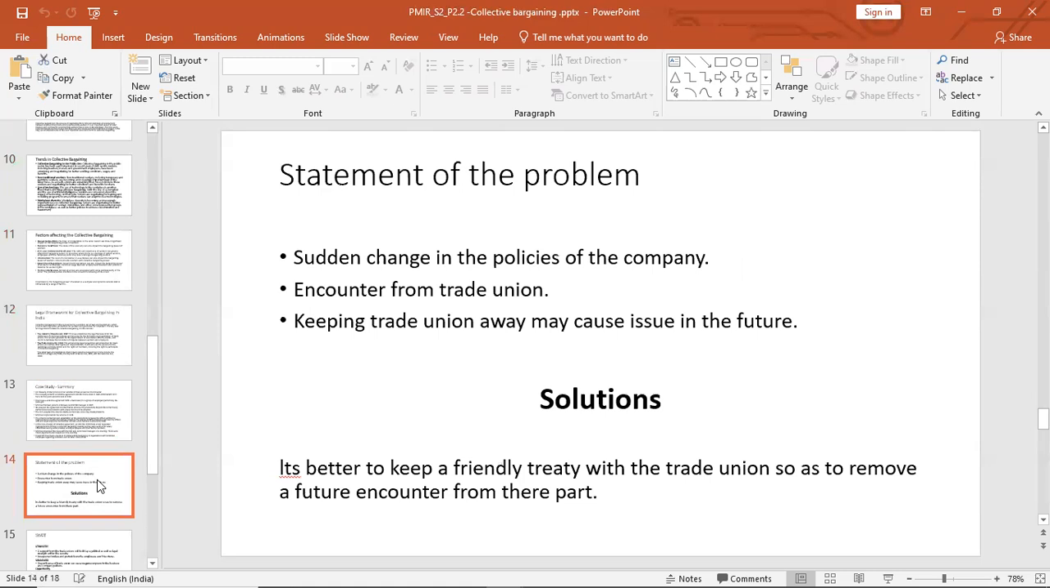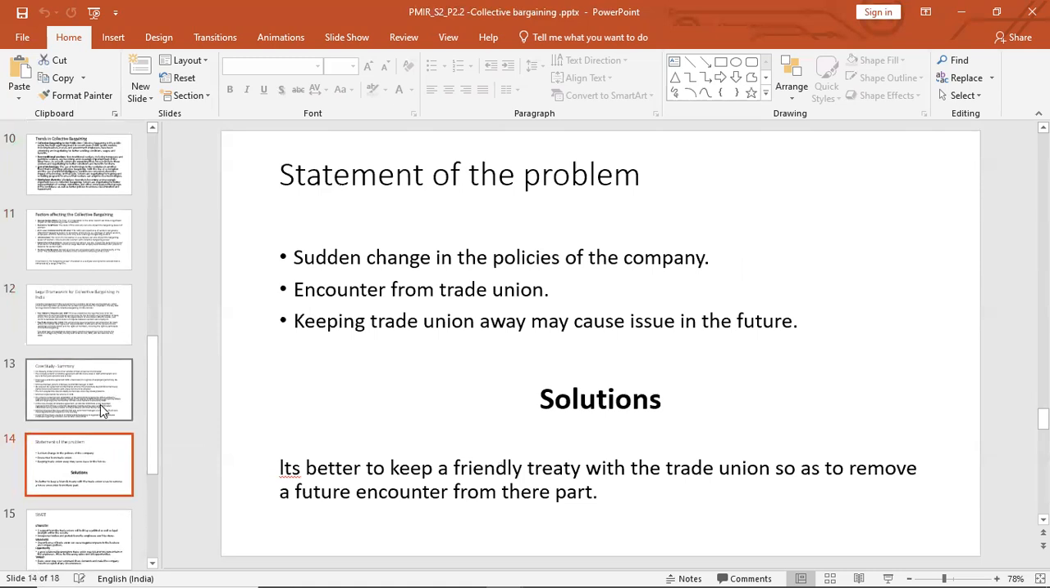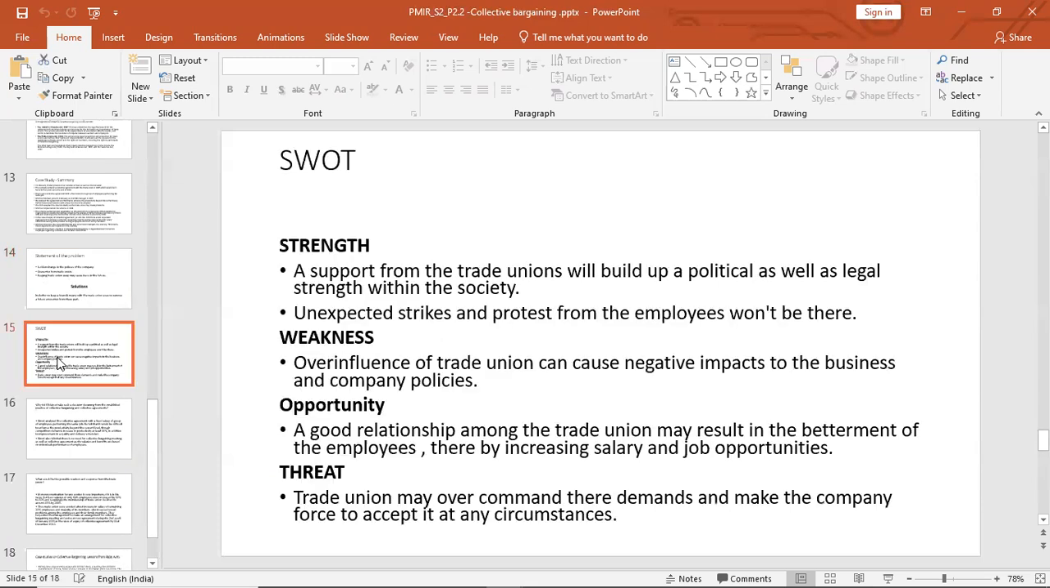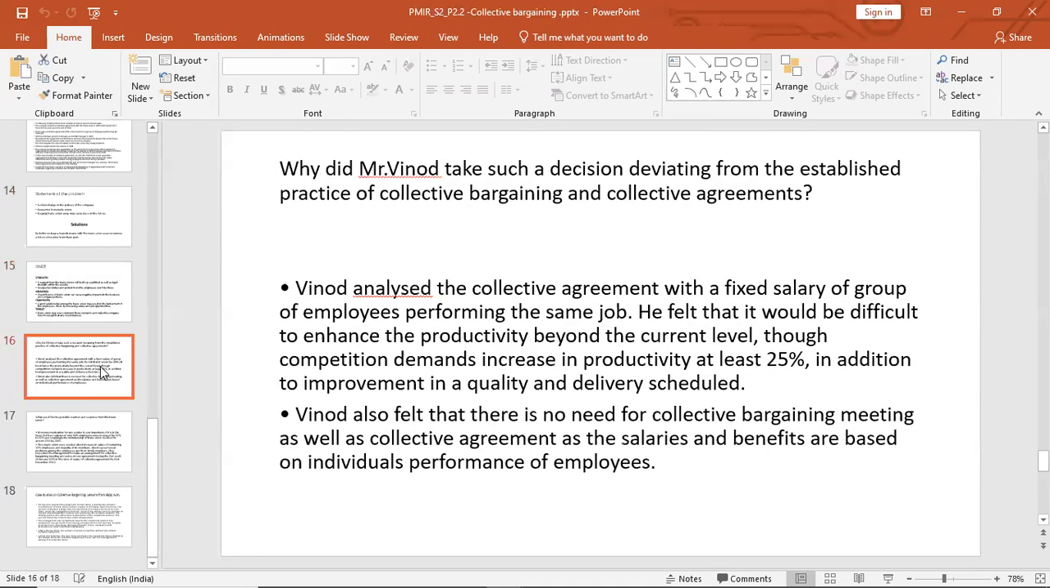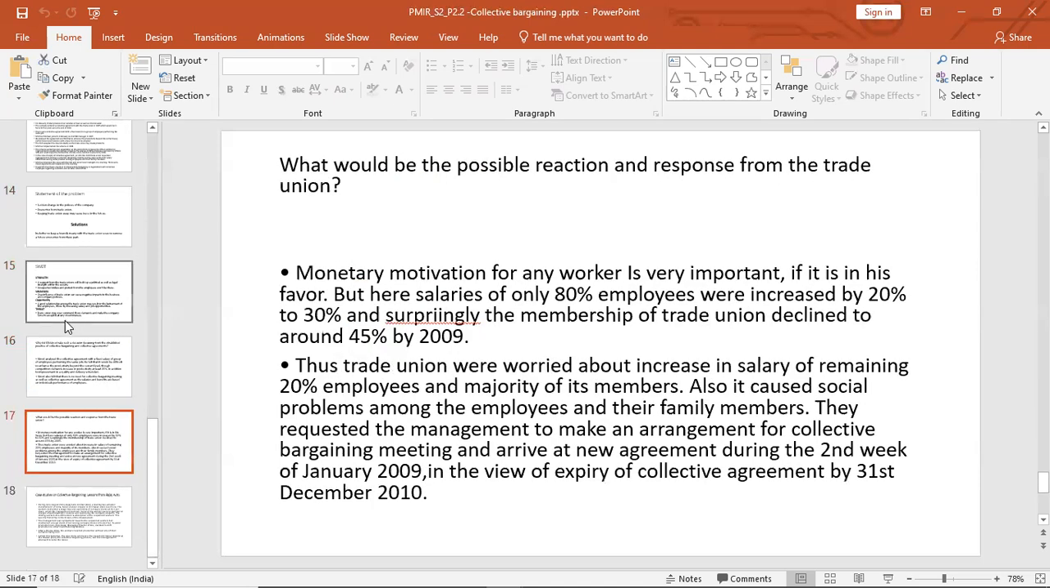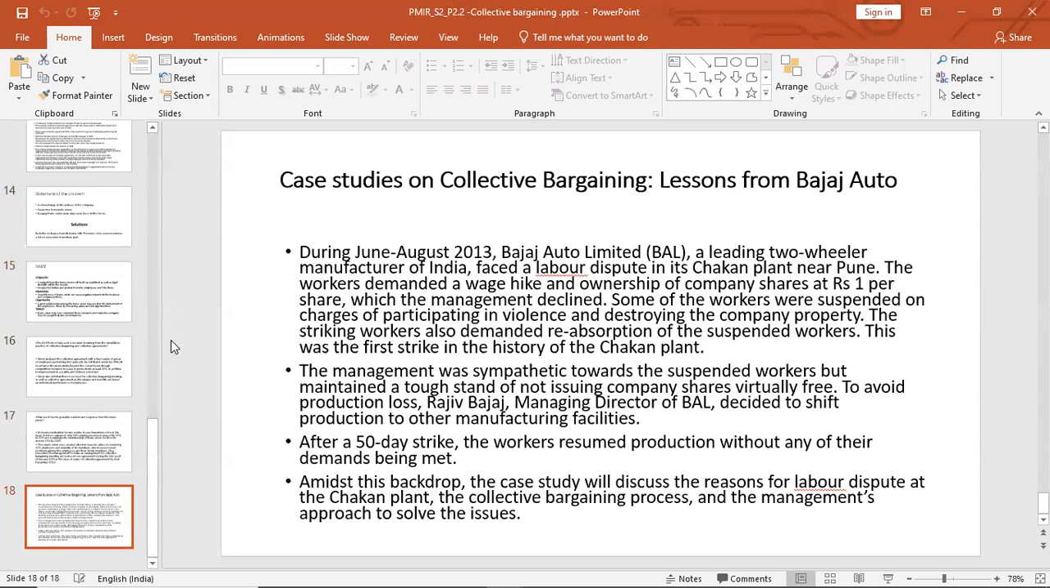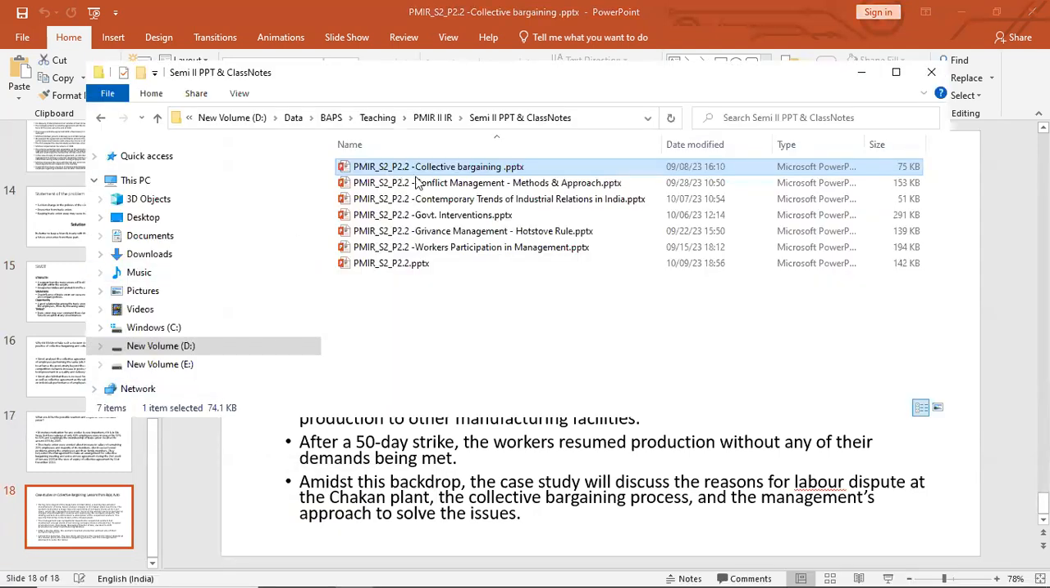Case studies, settlement of the problem. What? Strength, weakness, opportunity, threat. We understood the meaning of SWOT. Then we discussed few questions, few cases related to collective bargaining. Then we'll go to another chapter.